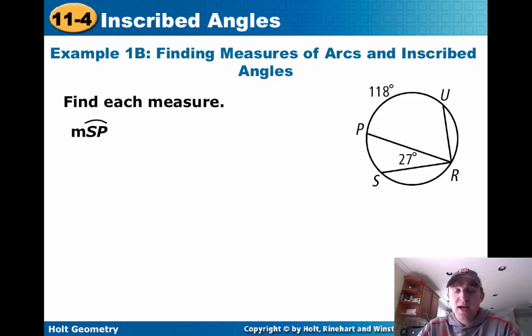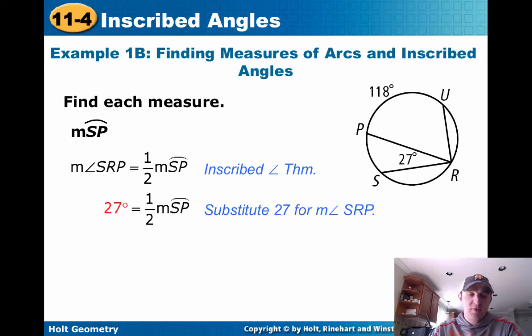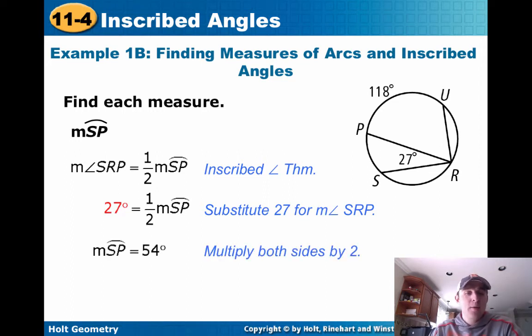When we look at this one, now it's the opposite. They gave us the angle PRS, and we're looking for the measure of the arc SP. Well, we know it's the opposite. If the angle is half of the arc, that means if the angle is 27, the arc has to be 54. They're going to set up an equation and solve it, but we just know that the angle is half of the arc. That's the most important part here for inscribed angles.